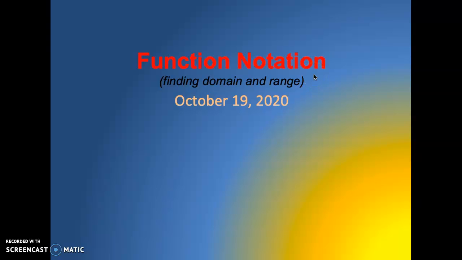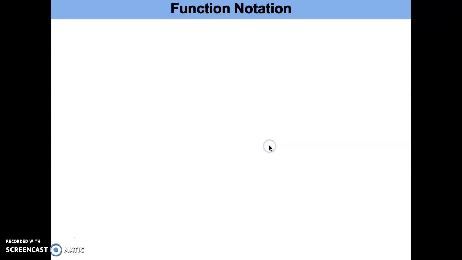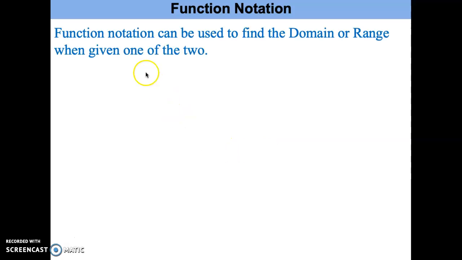The previous video we talked about function notation, but that was when given an equation or finding function notation using a graph. This time we're going to be finding domain and range using function notation. Function notation can be used to find the domain or the range when given one of the two. So if we're given the domain, we can find the range, or if we're given the range, we can find the domain.